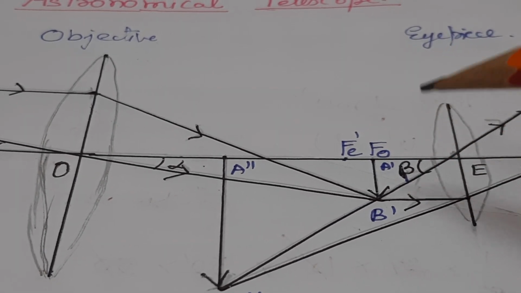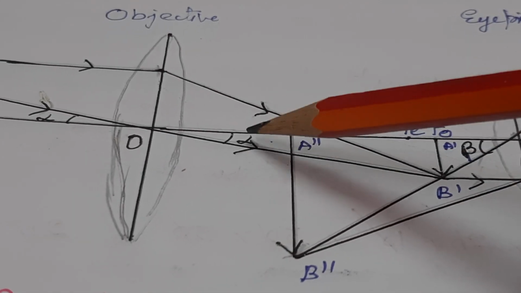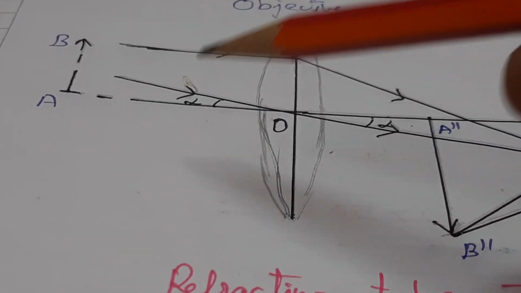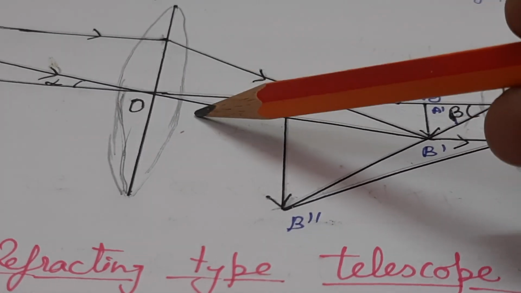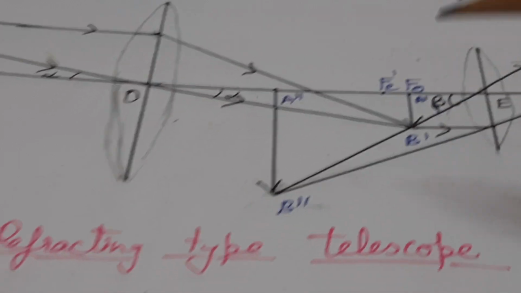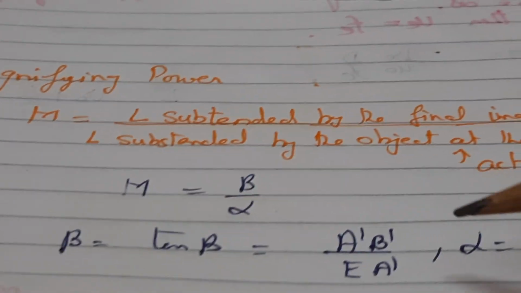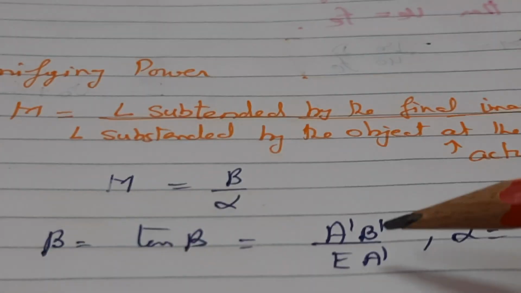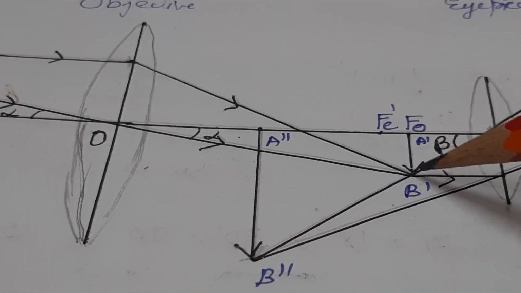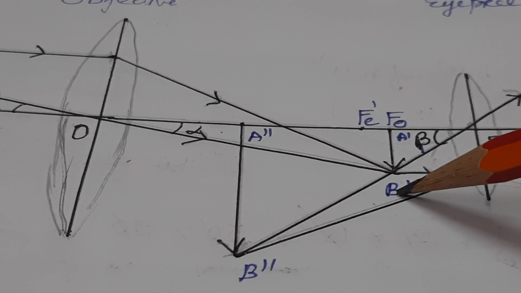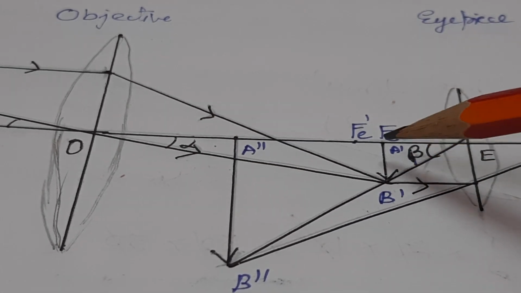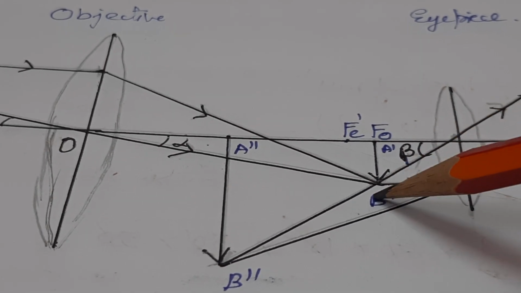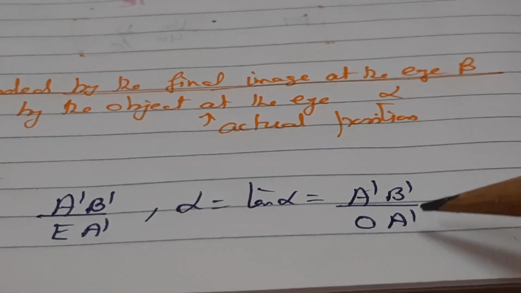So tan beta is in this way, and for tan alpha, what will you take? Tan alpha you will take this one, because it is not possible here to calculate tan alpha. So for tan alpha, again this side and this side. So here we will take tan beta as a dash b dash upon e a dash. Why are we taking this a dash b dash? Because this a dash b dash is common for beta and alpha. So it is better you take this triangle and this triangle also. So alpha will come here, a dash b dash also, o a dash.